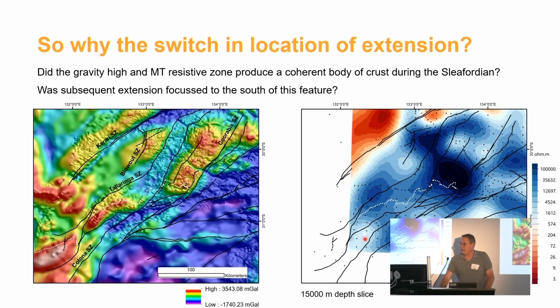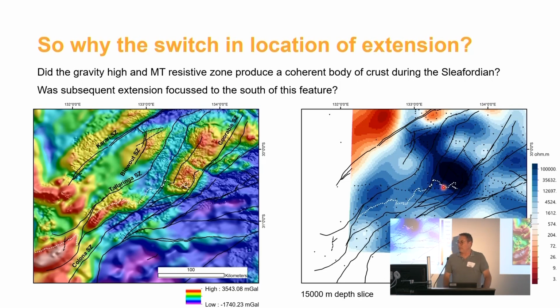So the question would be, why do we suddenly see 2850-ish, I've gone blank on my ages now, 2460-ish here, and then down here it's younger? So why do we see a switch? Is it possible you've got this major gravity high, this feature in the mid-upper crust, that can be traced quite a way in the MT?